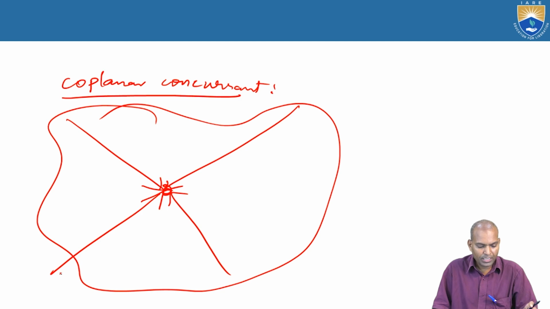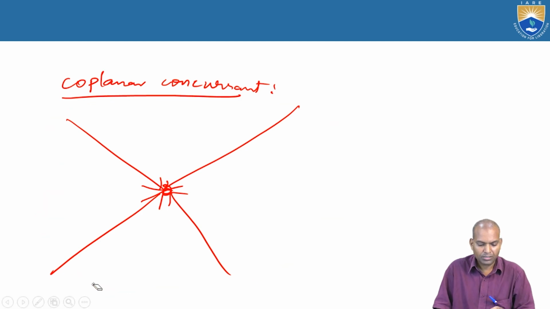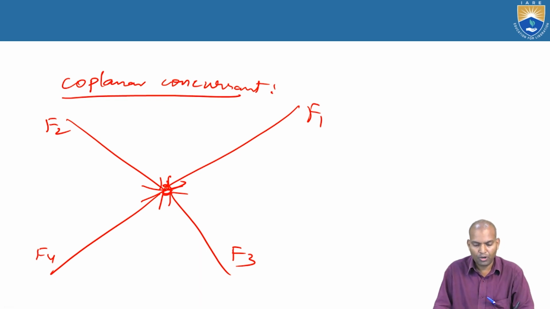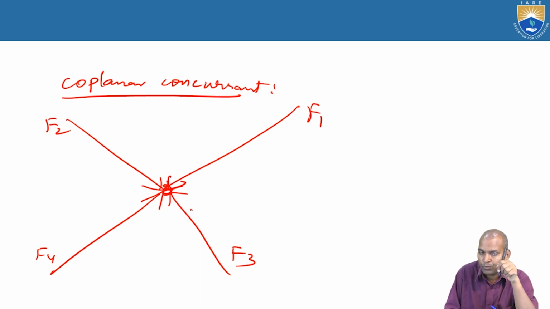In the case of the coplanar concurrent force system, there are different magnitudes F1, F2, F3 and F4. These different forces are acting at one point. If you want to replace all the forces with a single force, that force is known as the resultant force. We calculate that resultant force, both magnitude and direction, by using equilibrium of forces or the resultant force system.